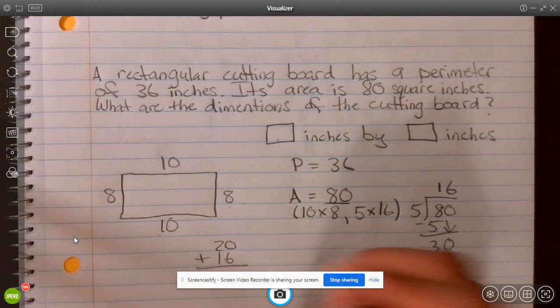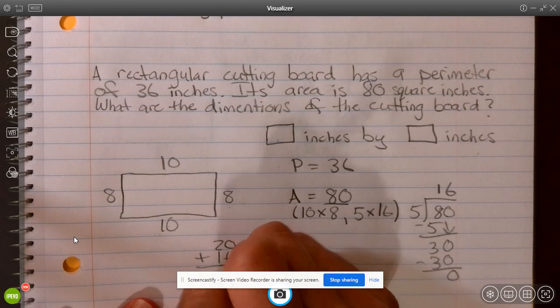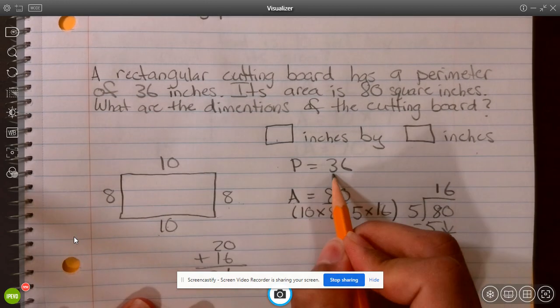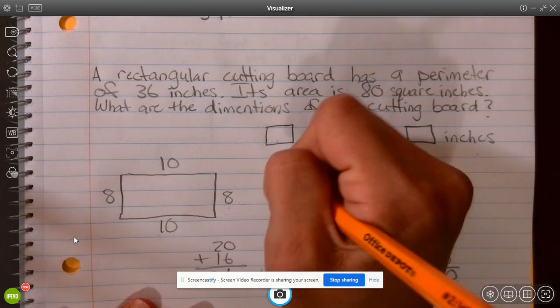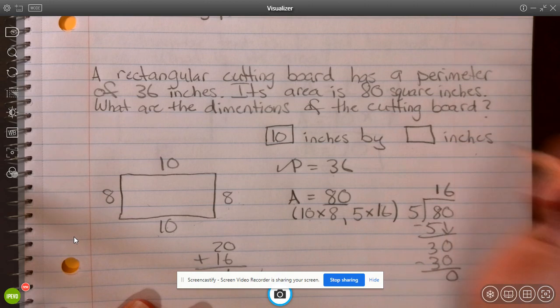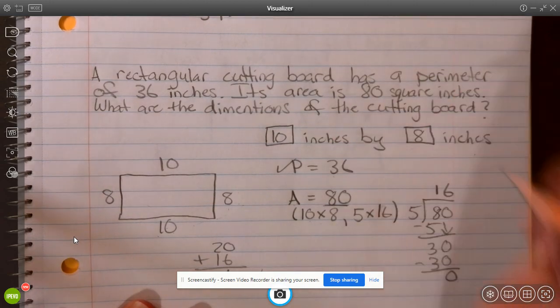Add them together. 0 plus 6 is 6. 2 plus 1 is 3. 36 matches the perimeter, which is 36. So these are the right dimensions. So 10 by 8 inches is the answer.